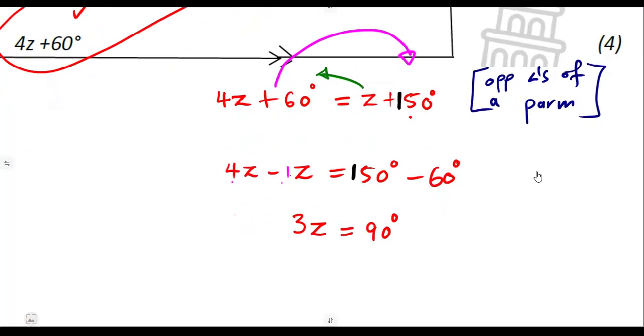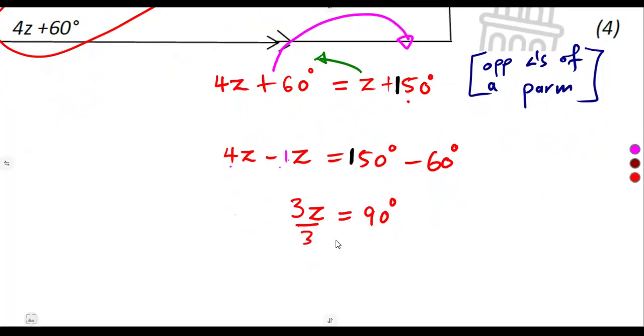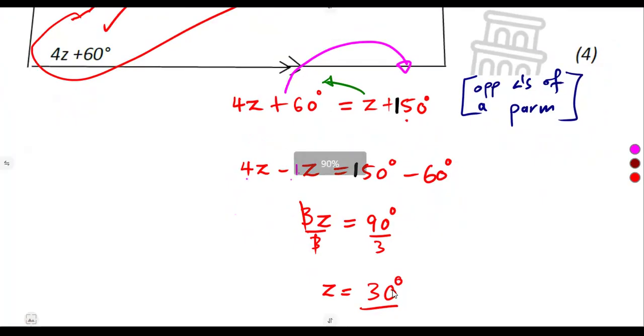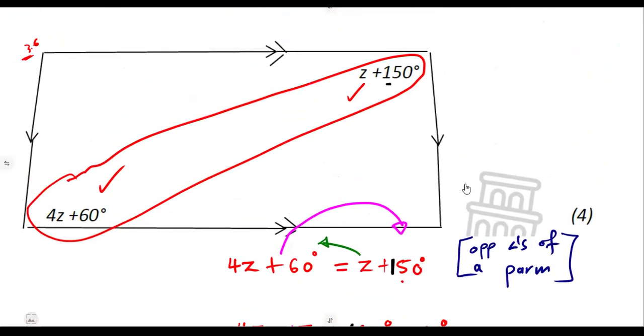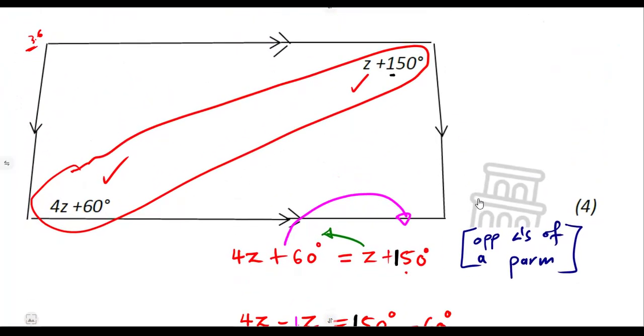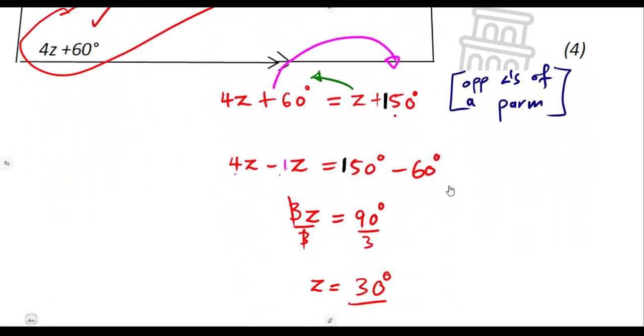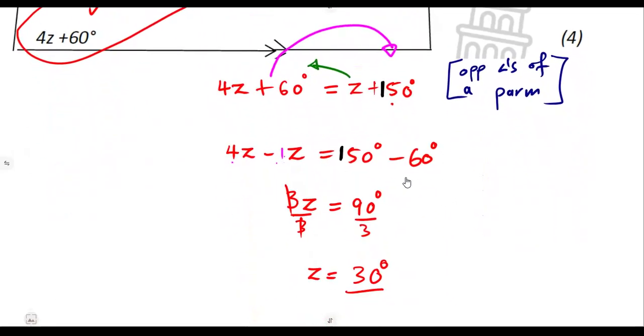So to find the z, we can simply divide by what? By 3, both sides of the equation. That was going to give us 30 degrees at the end. All right, so as you can see, questions can just be direct to the property of the shape. So revise your properties of what? 2D shapes. Knowing the properties of a shape can help you to answer these questions.